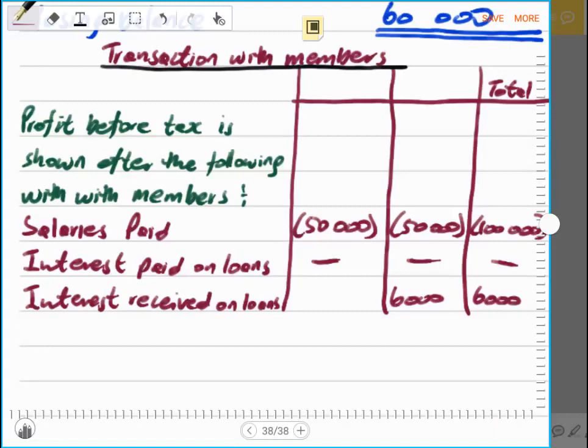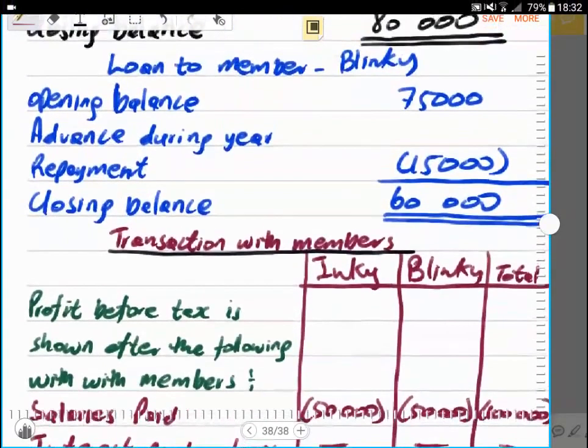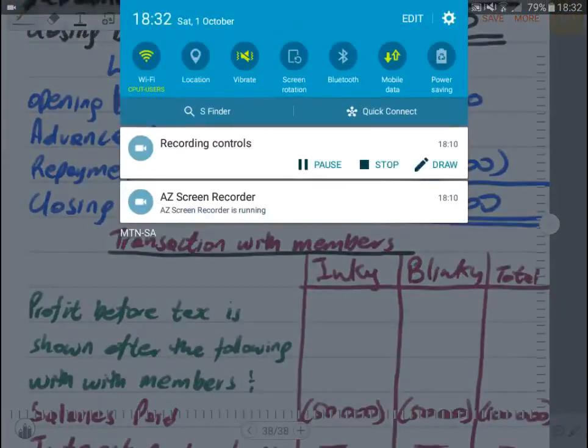being member Blinky. So now with that, let me just write all the names of the members here on top, which is Inky and Blinky, so that we are clear who received what. So now with that being said, I will just end here with this exercise, a very short exercise. Thank you on my side.